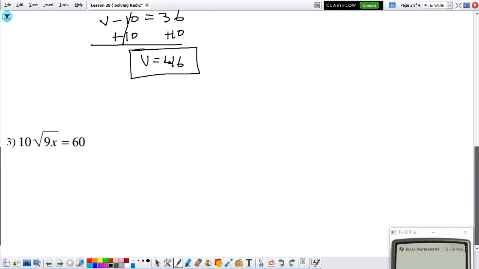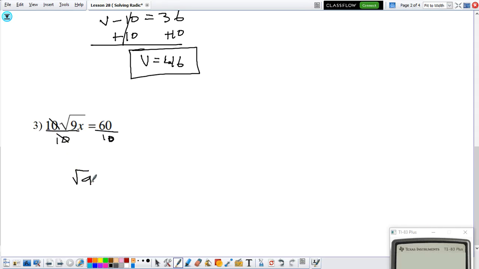So let's look at example 3. Notice that the square root is not isolated. The square root is not alone, so you need to leave the square root alone. Notice that the 10 is in front, it's multiplying, so you need to eliminate that. And the opposite of multiplication is division, so that's why we have to divide by 10. You divide by 10, the 10 cancels out, and now you have the square root of 9x is equal to 60 divided by 10, so that's 6.